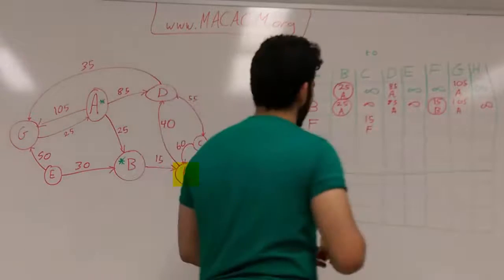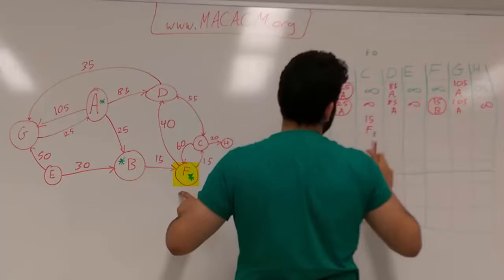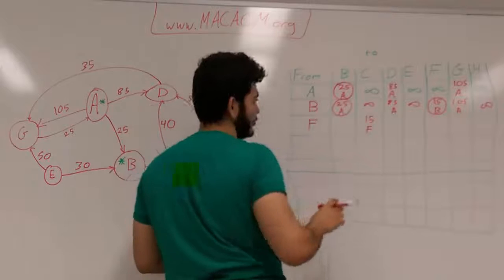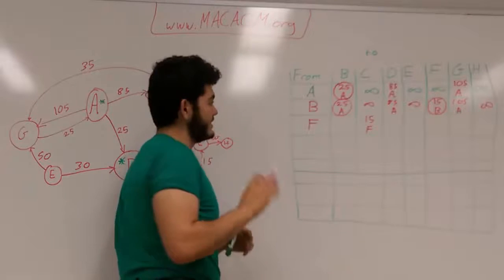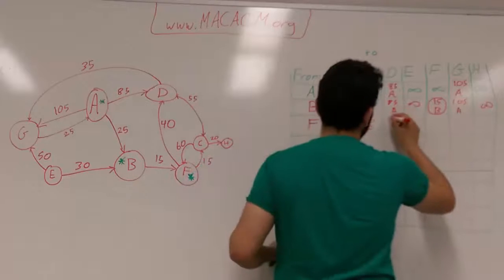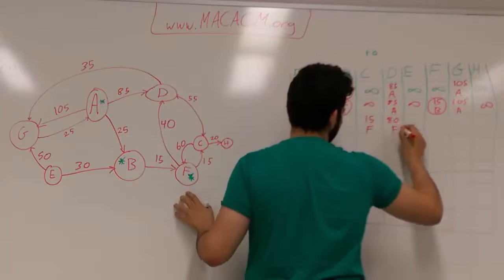However, to get from F to D, it would cost me another 40. So that is going to be 80. Is 80 better than 85? Absolutely. So I'll update it and have it as 80 coming from F.